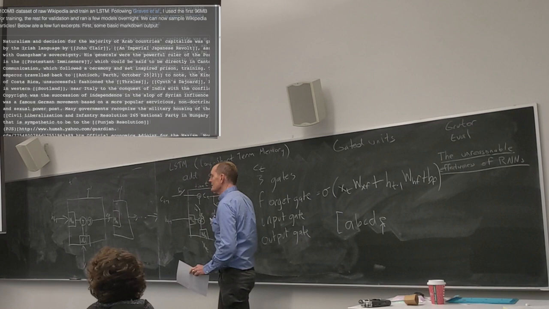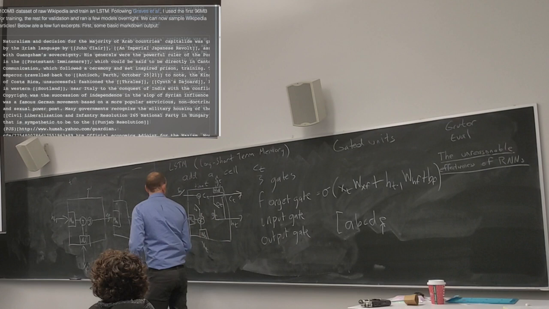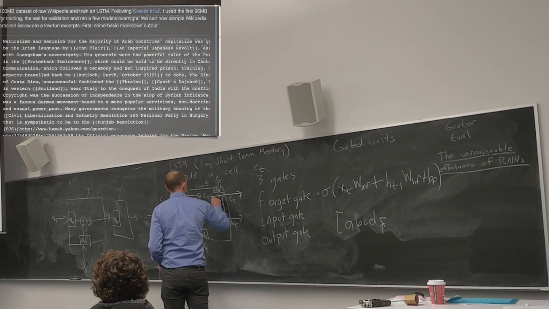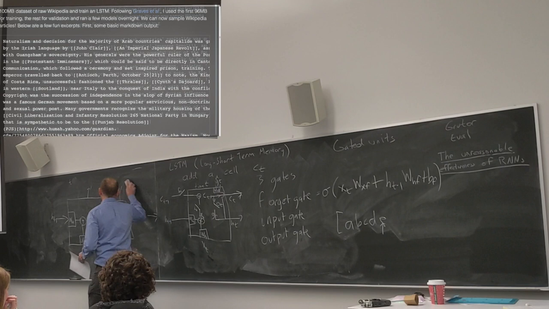Yeah. So the output gate, is it going this direction or this direction? The output gate's going down. So if it's open, then H of T is zero. That's exactly right. If it's open, H of T is zero. So let's run through and categorize some of these.